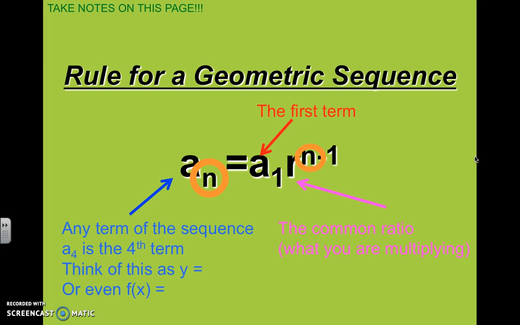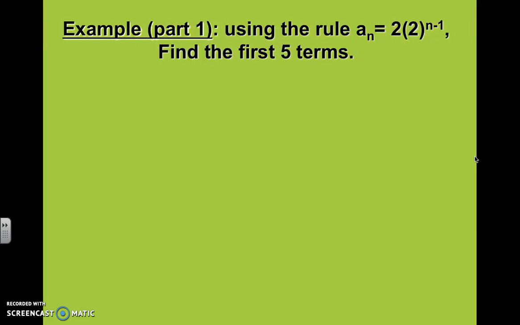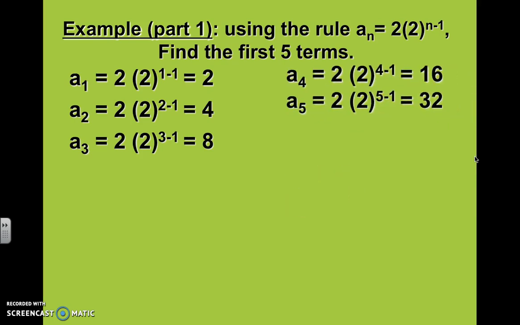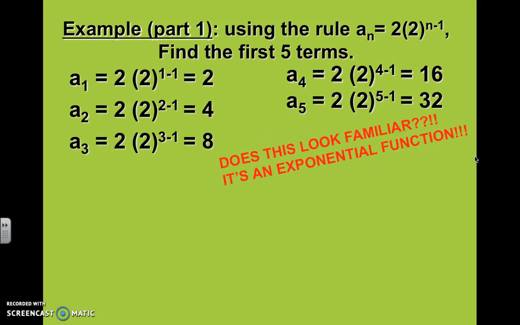And again, notice that the n's are the same, so if you're looking for the fourth term, you plug in 4. Here's what that looks like. Using the rule a sub n equals 2 times 2 to the n minus 1, find the first 5 terms. Again, you're just going to plug in each of the numbers. A sub 1, we plug in 1 for n and get an answer of 2. Calculator will probably come in handy here. For 2, we plug in 2 for n and get an answer of 4. For 3, we plug in 3 for n and get an answer of 8. Similarly, here's what 4 and 5 look like, answers of 16 and 32. Does this look familiar? This is your exponential function, the same function we were working on just a couple of classes ago.